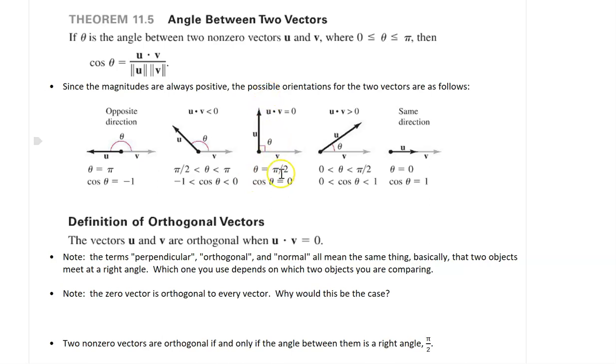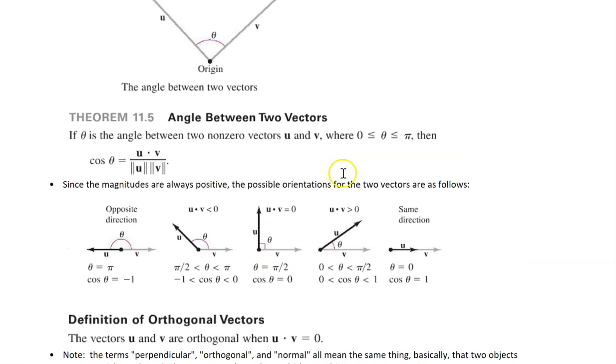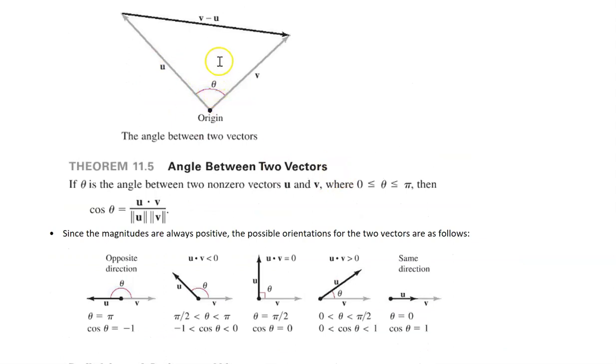And the other option is that it could be pi over 2, so it could be a right angle. And I think I might have misspoken earlier. I said it had to be an acute angle, but what I really mean is we're looking for an angle that is not greater than pi. So if you have two options, it's going to be the smaller one.